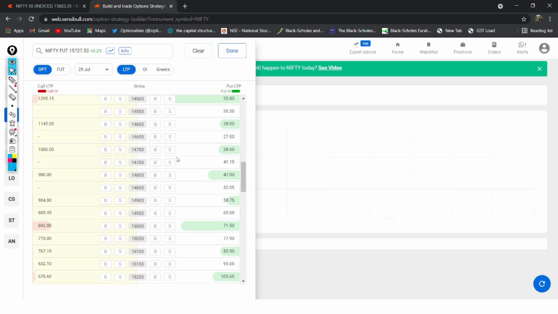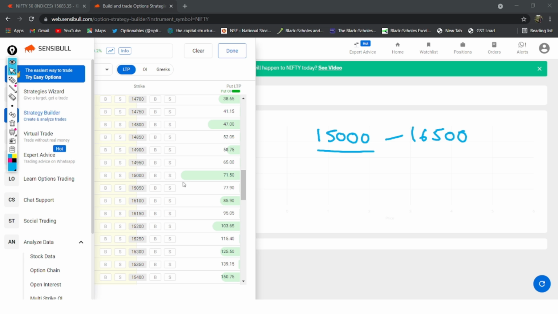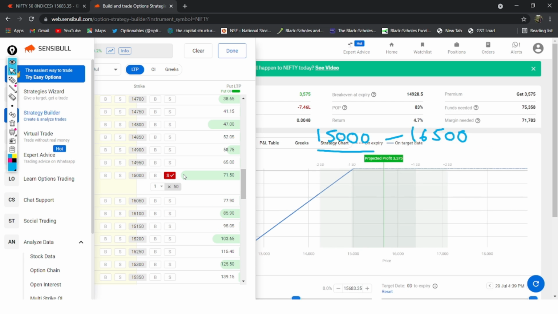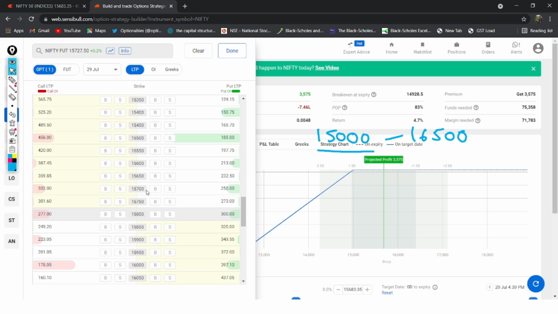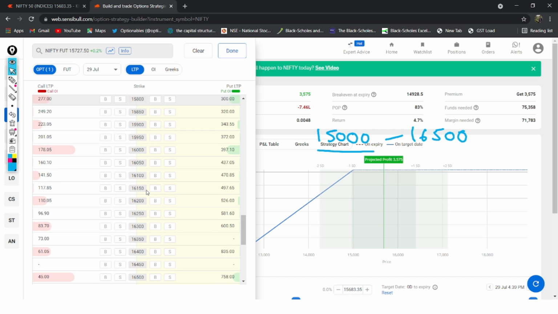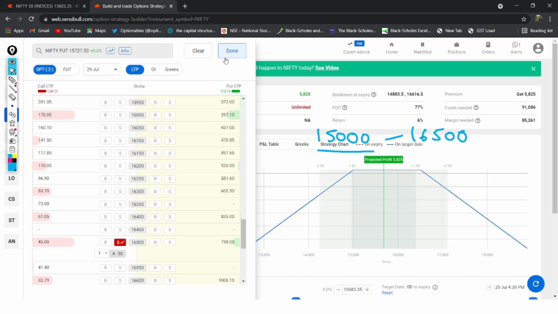So now when I am creating a short strangle, my lower end expectation is that the market is going to stay above 15,000. So the range is 15,000 to 16,500. So the lower end I expect it to stay around 15,000. So what I'm going to do, I'm going to short a 15,000 put option, right? And the upper range what I expect is 16,500. So I am going to short a 16,500 call option. So I have put July 29th here and I'm shorting 16,500 call option.